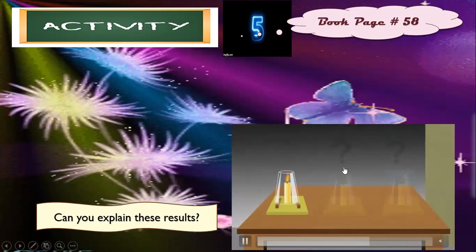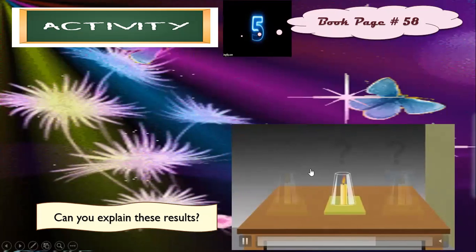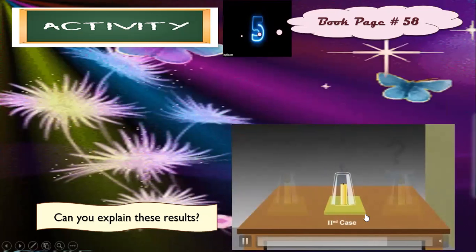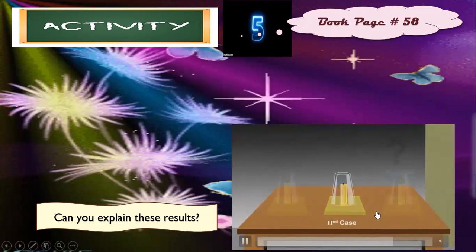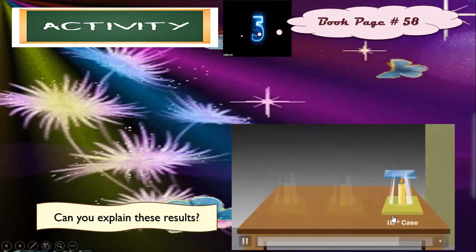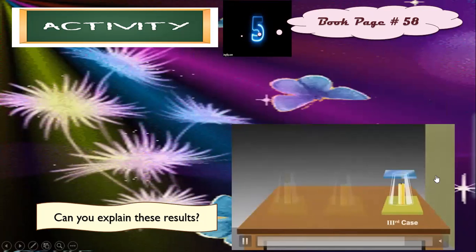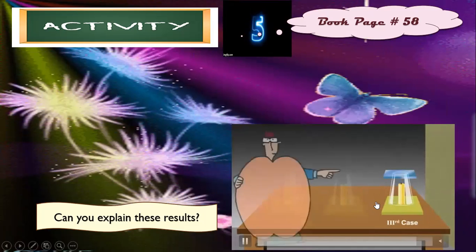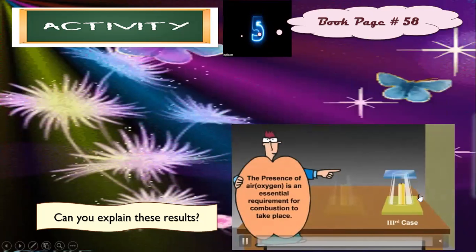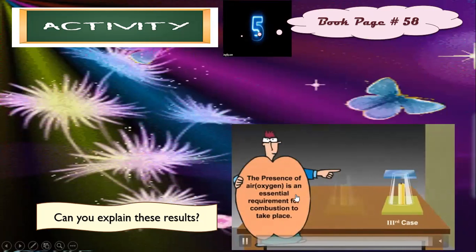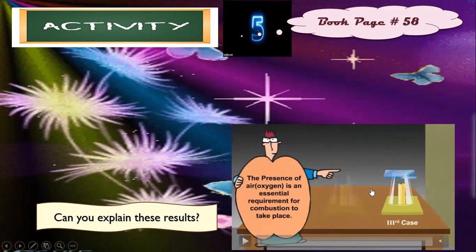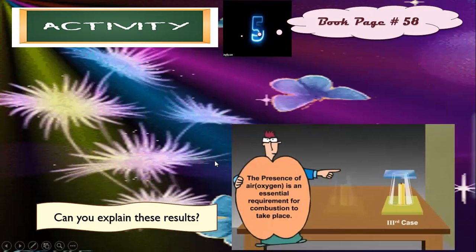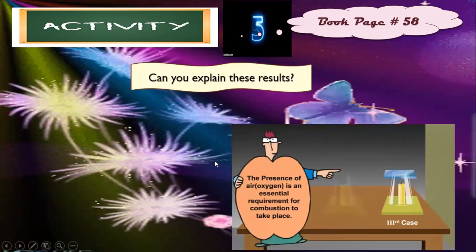You will observe that the candle burns freely in the first case. What happens in the second case? The flame flickers and produces more smoke before going off. And what about the third case? In the third case, the flame goes off as soon as it is covered with the glass plate. So we can say that the presence of air or oxygen is an essential requirement for combustion to take place, isn't it? So how can we explain the result?